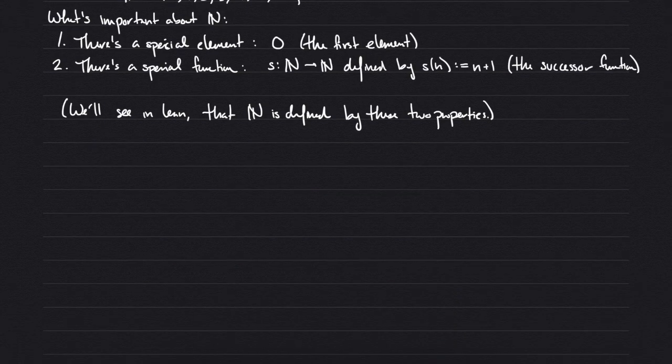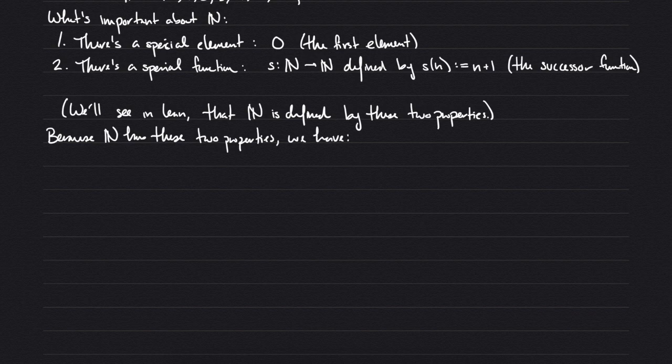Okay, so because N has these two properties, we get a lot of useful stuff out about N. Because N has these two properties, we understand basically the behavior of N. And in particular, we have the principle of induction.